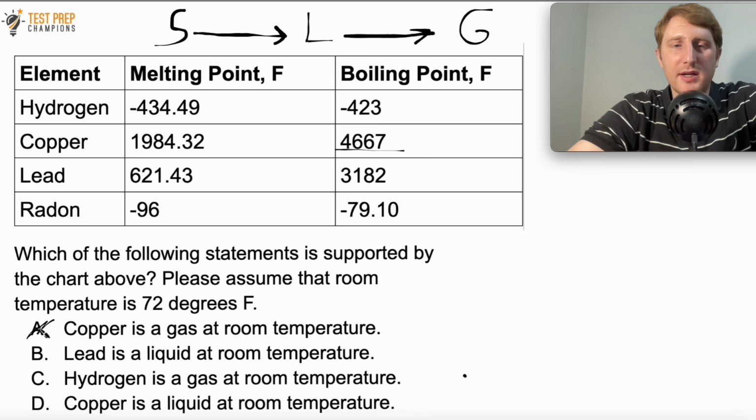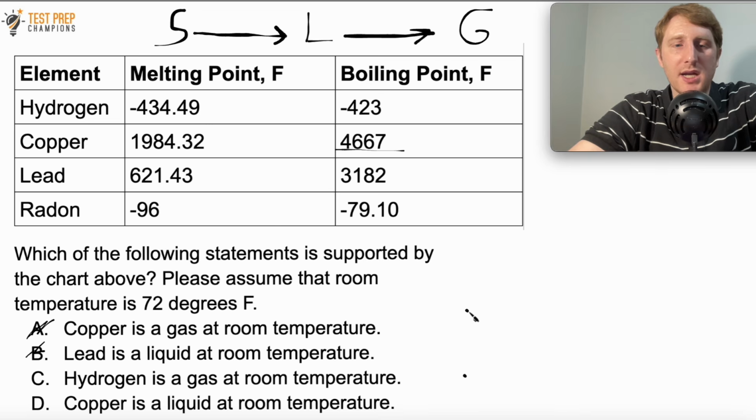So A is out here. It's not supported by the chart above. So what about lead? Lead is a liquid at room temperature. Is that a correct statement supported by the chart above or no? Well, let's look. We know that a solid melts to become a liquid, and we can see here that the melting point for lead is 621.43 degrees. So if there's lead in a room at 72 degrees, we know that it's going to be a solid because it's not hot enough in that room. The temperature's not high enough for it to melt because we know that the melting point for lead is 621.43 degrees Fahrenheit. So let's take B out.